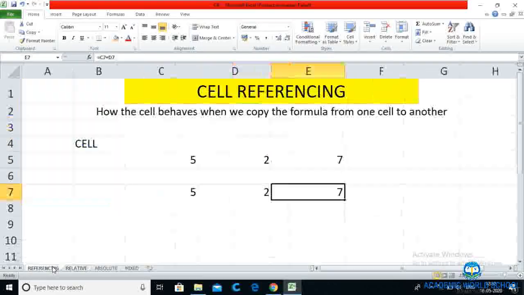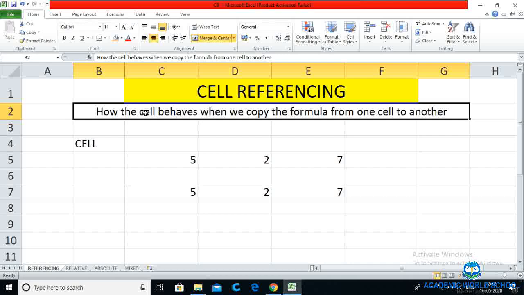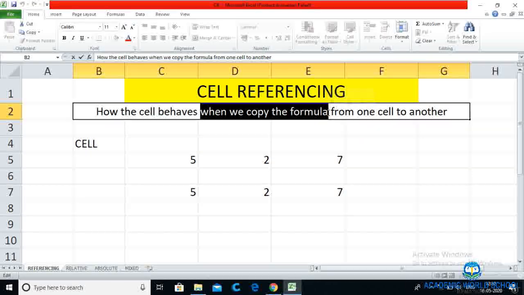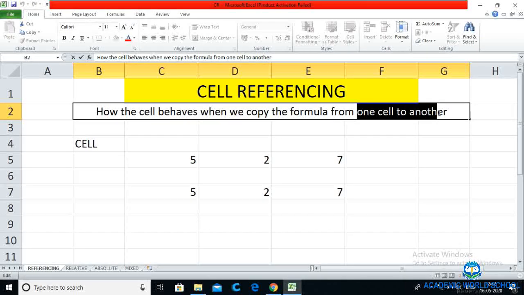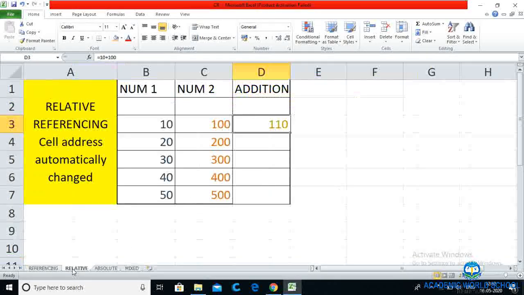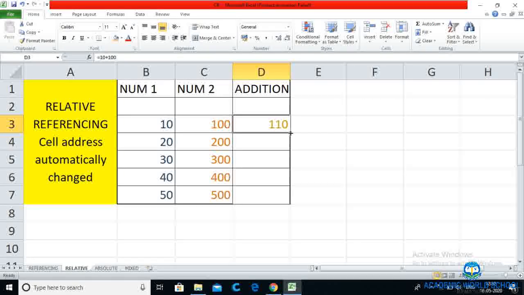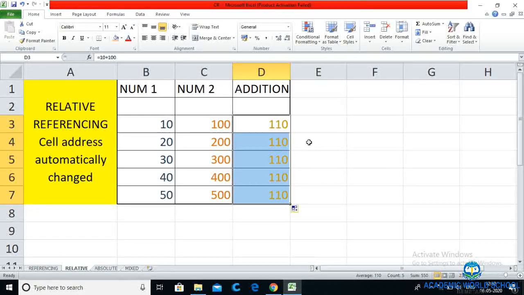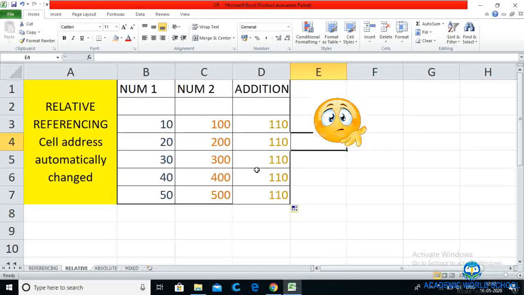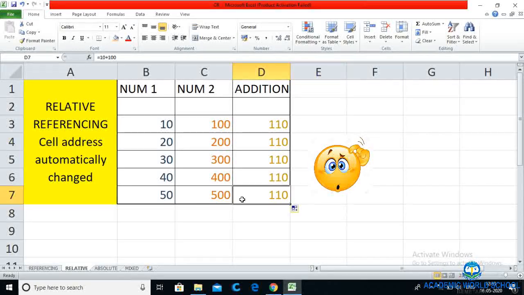Now referencing means, over here, how the cell behaves when we copy the formula from one cell to another. Remember this: copy the formula from one cell to another cell. I will simply click and drag. You will see the result. Oh, but it is showing the wrong result. We all know that 300 plus 30 will be 330, and it will be 550 here. But it is coming 110.